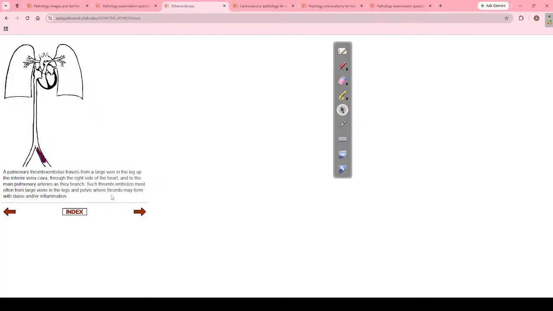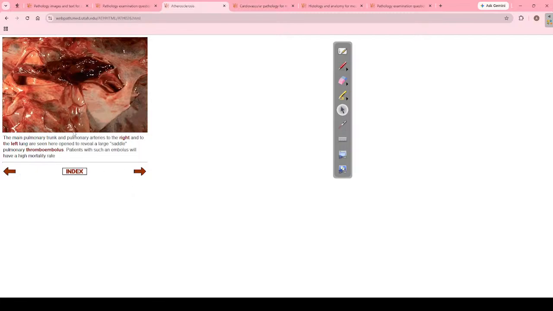This is how a pulmonary artery embolus occurs from DVT or any source from the legs. And this is actually the pulmonary trunk and the arteries to the right and to the left. It's showing a saddle thrombus. Yeah, saddle thrombus. It is a thromboembolism. In such a thrombus, we have a high mortality rate.